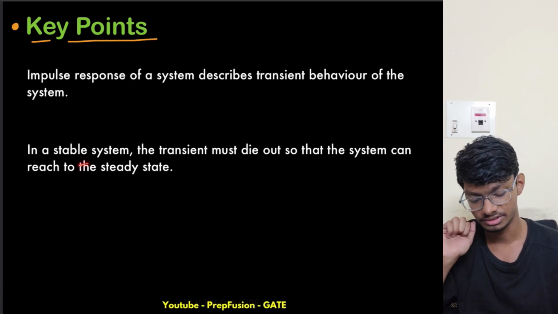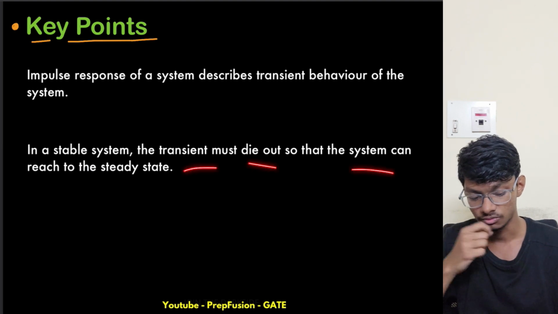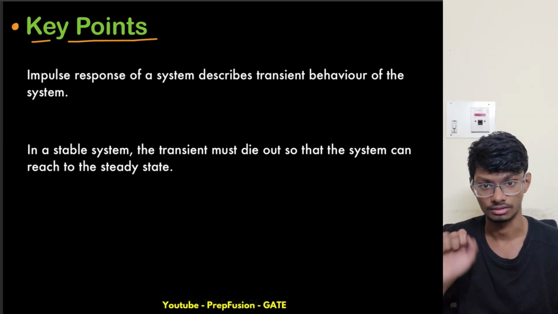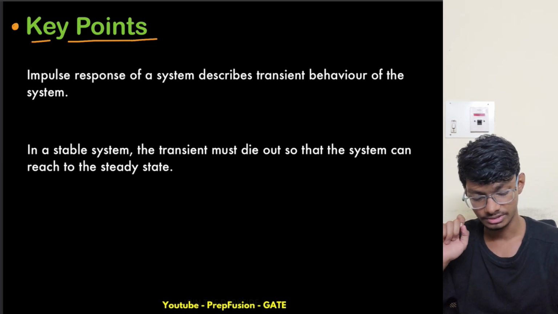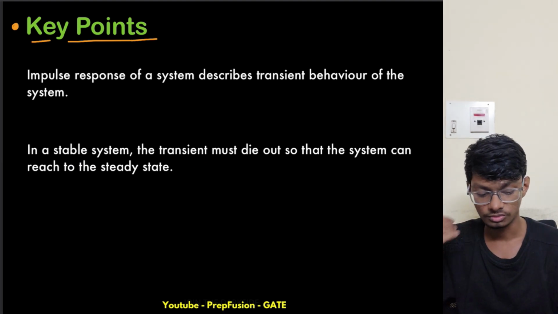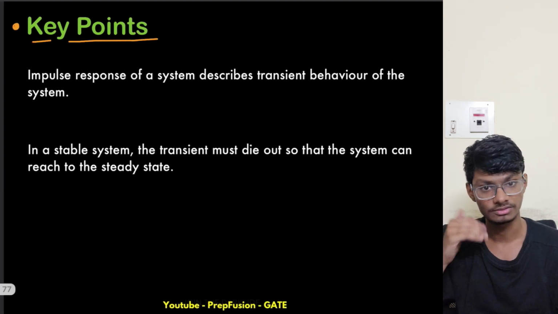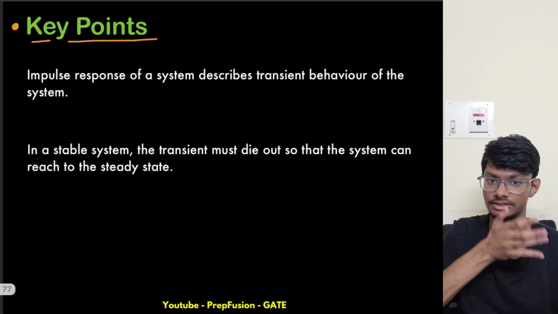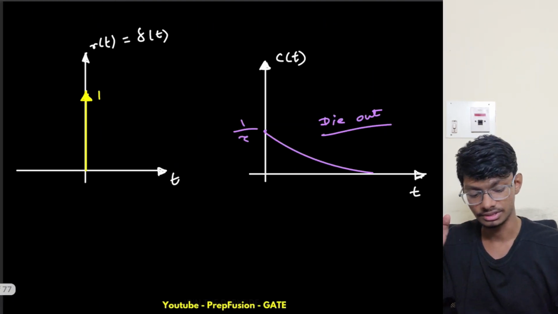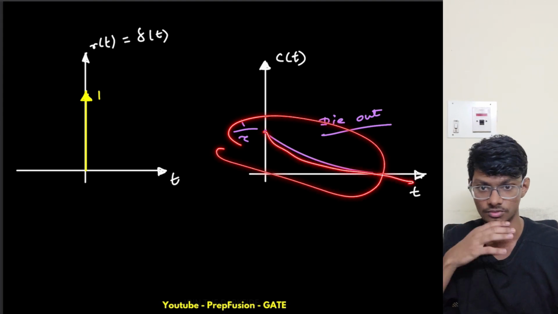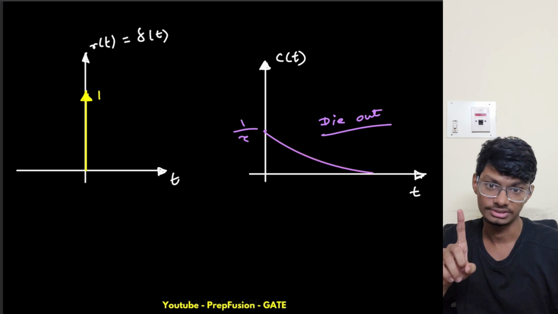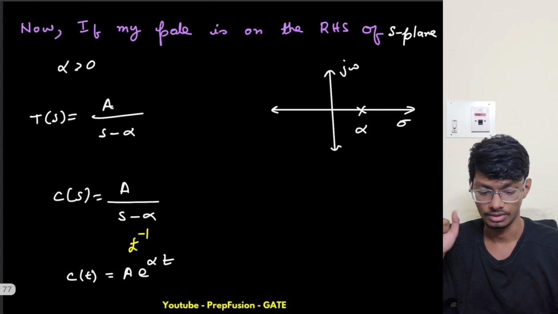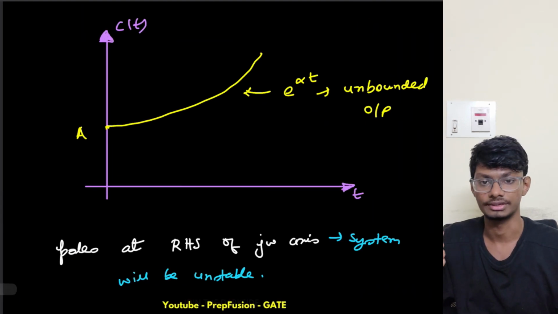In a stable system the transient must die out so the system can reach steady state. This is important, another key point: for a stable system the transient must die out so that the system can reach steady state. The system has to reach steady state. The impulse response describes the transient state, so the transient state must die out, so this must go to 0. So yeah, this does die out. What does that mean? That means the system is stable. So the impulse response also tells us about stability.